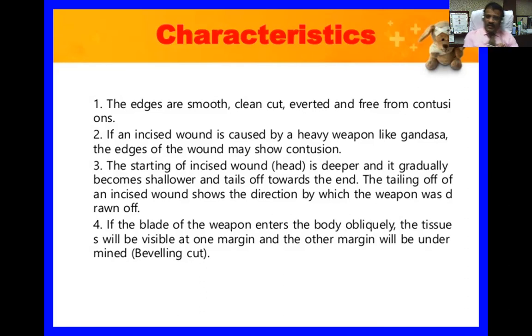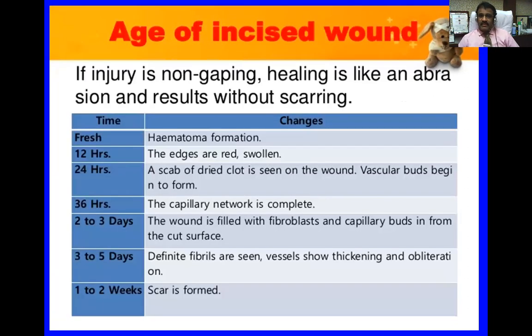If the blade of the weapon enters the body obliquely, the tissues will be visible at one margin and the other margin will be undermined. So it's called a beveling cut. Now, how to make out the age of an incised wound? If the injury is non-gaping, meaning there is no gap, healing is like an abrasion and results without scarring.